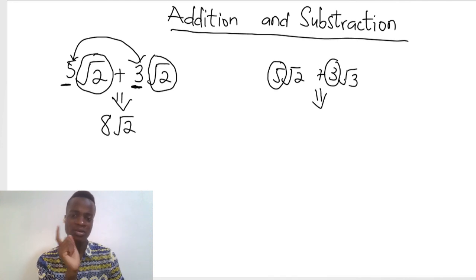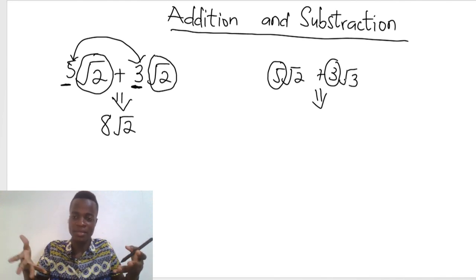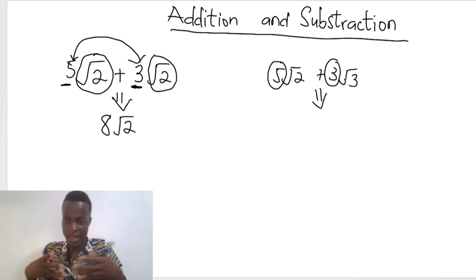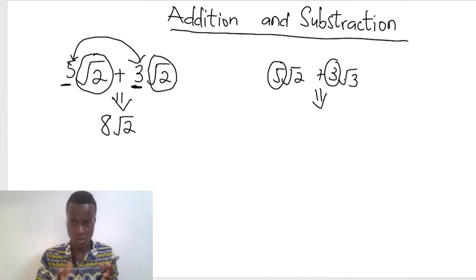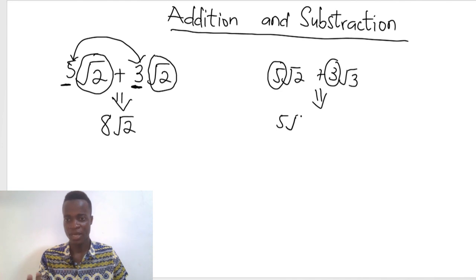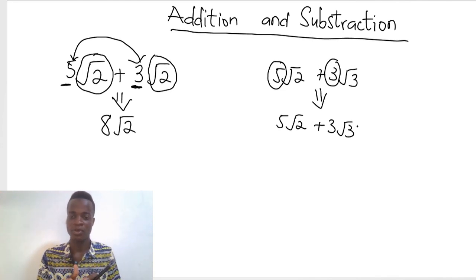But before those outside can interact for addition, what did we say? Their square roots must be the same. In this case, square root of 2 and square root of 3 are different. So it's not possible to add those outside. Those outside can only be added if their square roots are the same. So in this case, because it cannot be added, you can't do anything about it again. The answer is still the same. Yeah, this is the answer. So basically, that's how addition or subtraction of surds works.